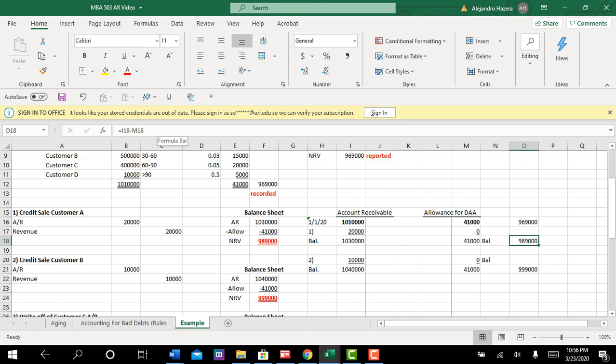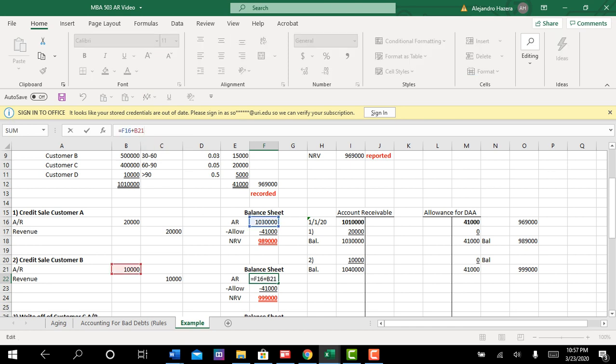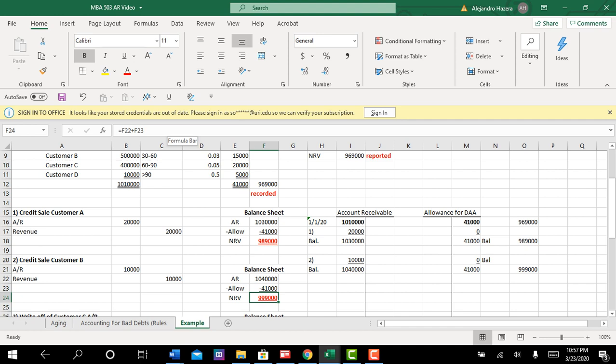Okay, so those are the basic rules for credit sales. Whenever you have a credit sale, your accounts receivable will go up. Just use this as an example again. Your accounts receivable will go up, in this case by 10,000. Your allowance will stay the same, which means that your net realizable value will go up by $10,000 in this case. So whenever you have a credit sale, accounts receivable goes up by the amount of the credit sale, allowance stays the same, so your net realizable value will change by the amount of the credit sale also. Because one number changes, accounts receivable, but the other account does not.